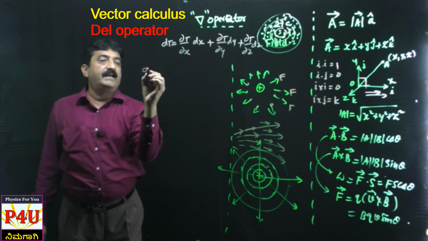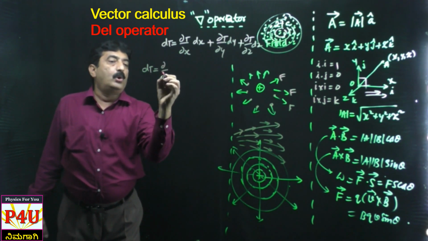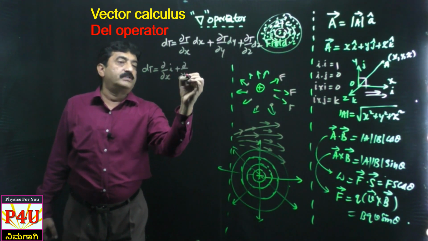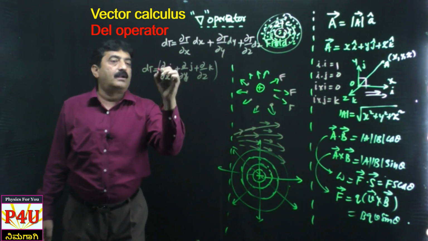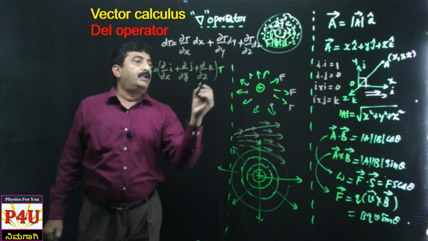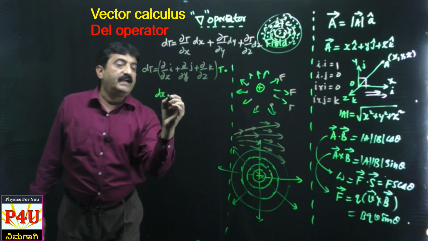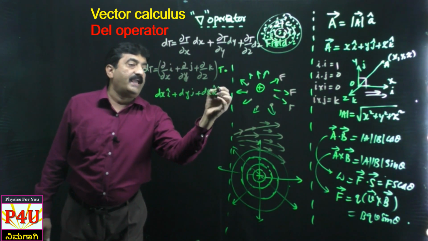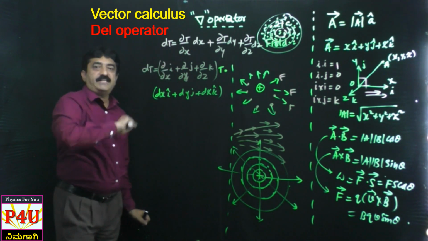Now I rewrite it as dT is equal to, follow carefully, dou by dou x i plus dou by dou y j plus dou by dou z k, right, multiplied by T, dot, I continue here, dx i plus dy j plus dz k. Please follow carefully. If you simplify this, you will get back the same equation.